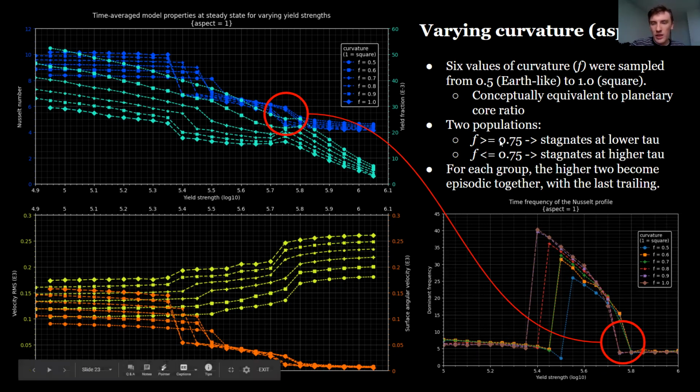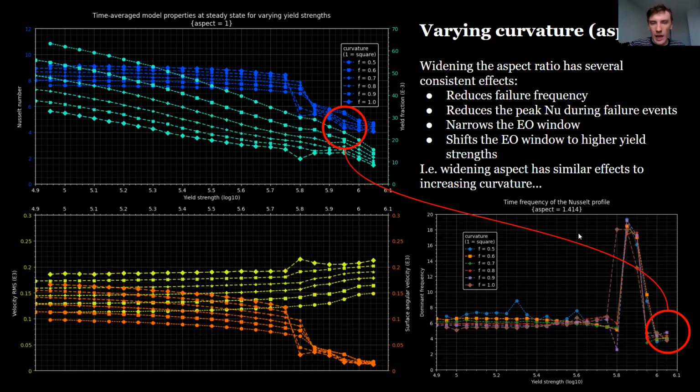So these two populations we see of greater than 0.75 curvature and less than 0.75 curvature. And if you go to a wider aspect ratio, pardon me, this is a typo, this is now aspect 1.44 or square root 2. We know from our basic geodynamics that this should enable a more efficient plan form in an isoviscous model.